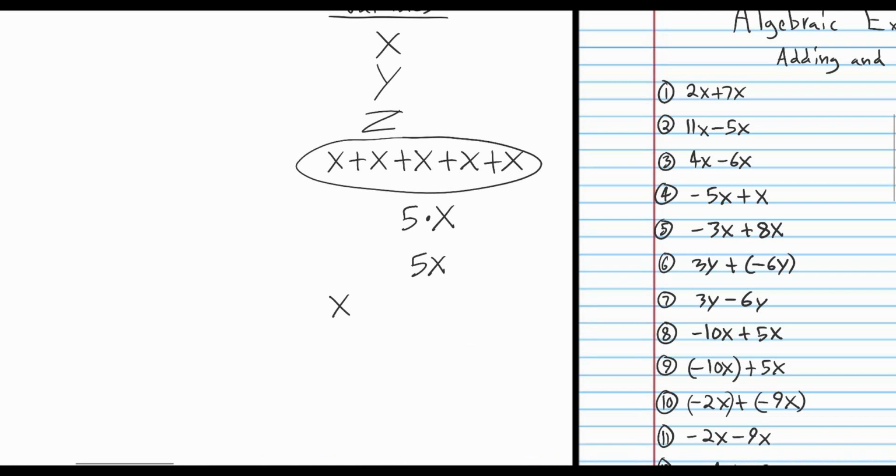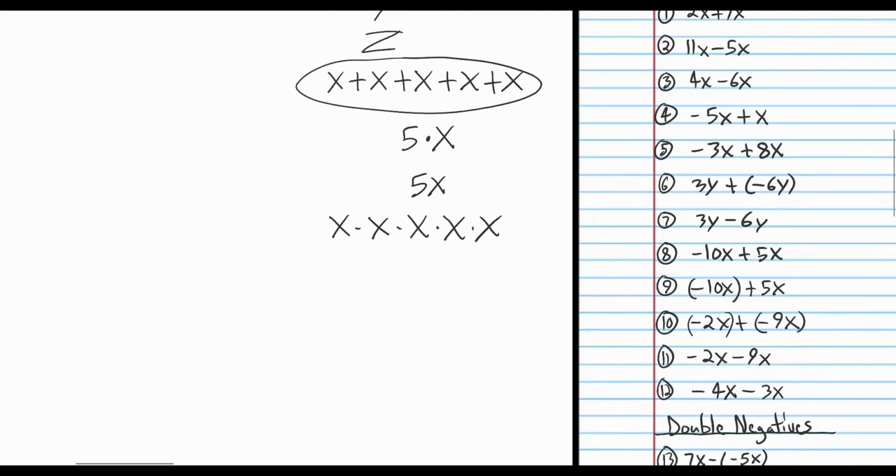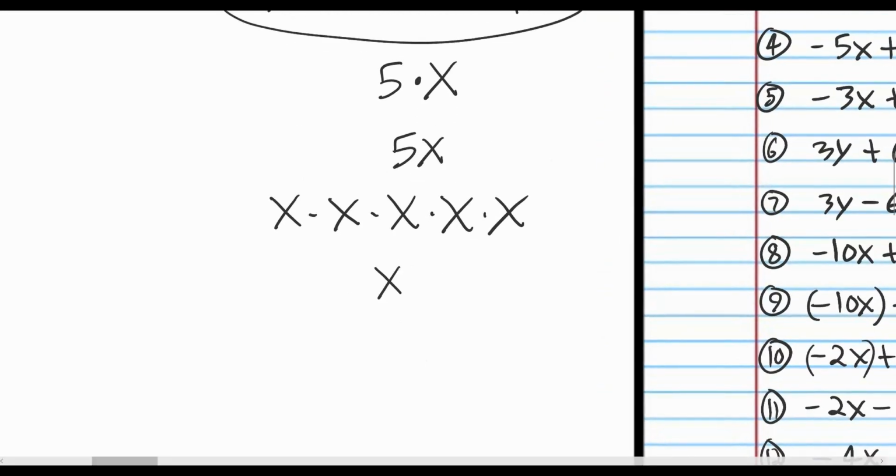Now, if you want to multiply x by itself 5 times, then we write that with power notation. We write x to the 5th power.